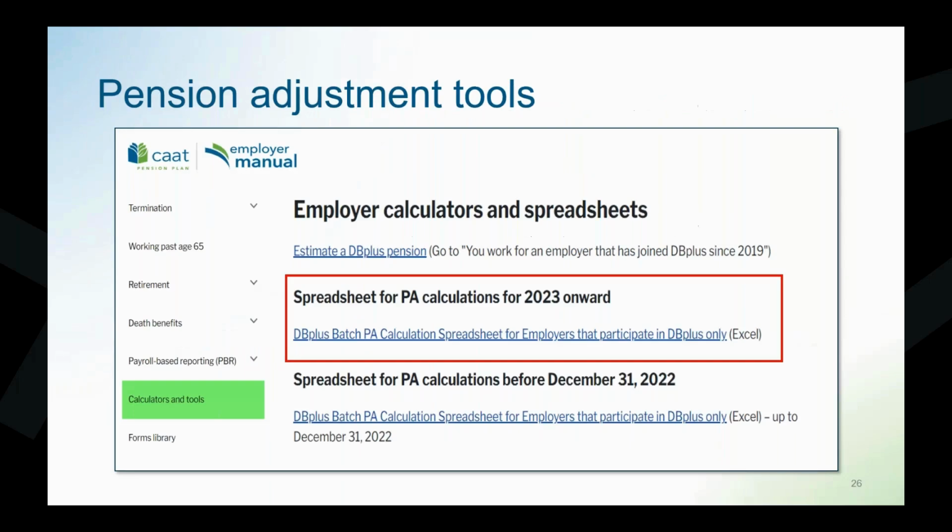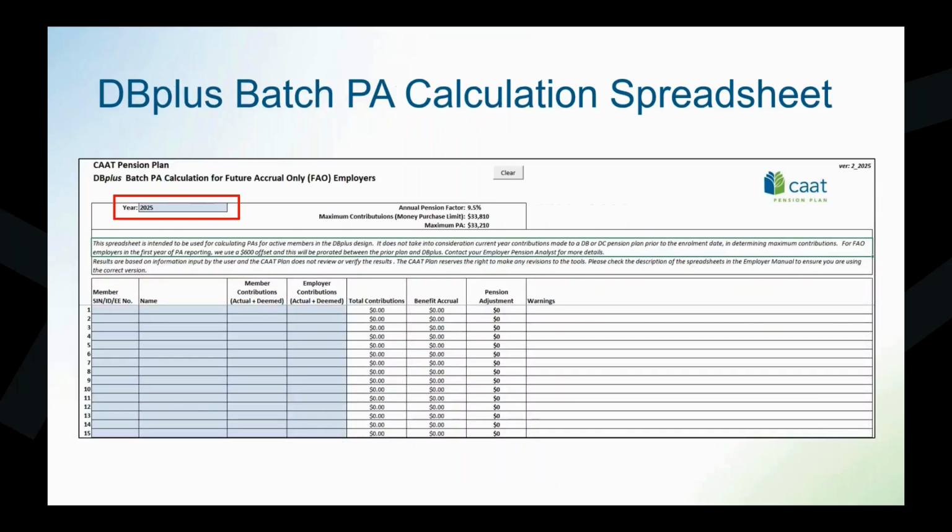To help you calculate pension adjustments, we provide a DBplus batch PA calculation spreadsheet. It's located in the employer manual in the calculators and tools section. And here is a sample of the DBplus batch PA calculation spreadsheet. You'll find this useful when you're calculating your 2025 pension adjustments and preparing your T4 slips.